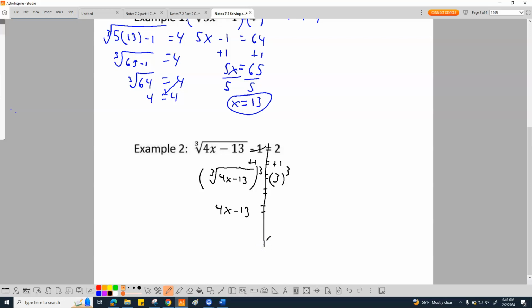4x minus 13 equals, what is 3 cubed? 3 times 3 times 3 is 27. So 27. Now I'm going to add 13 on both sides, and I have 4x equals 27 plus 13, which is 40. Divide out the 4 on both sides, and you have x equals 10. And you're good to go. All right, moving on to the next example.